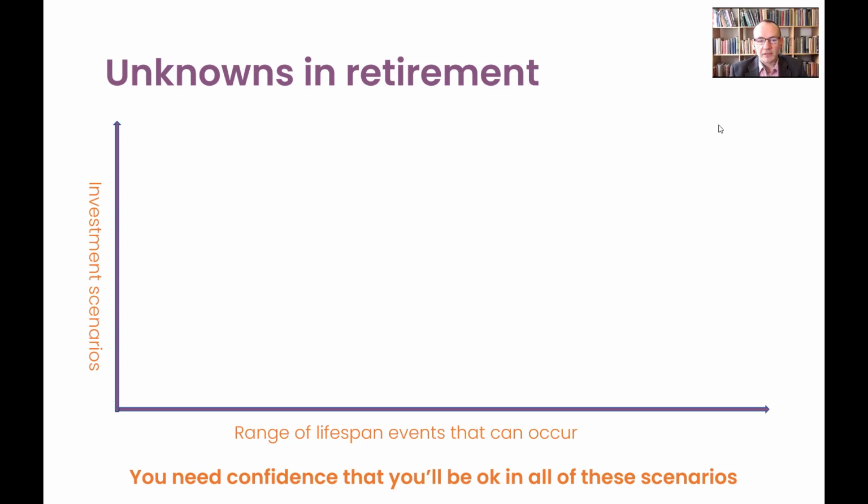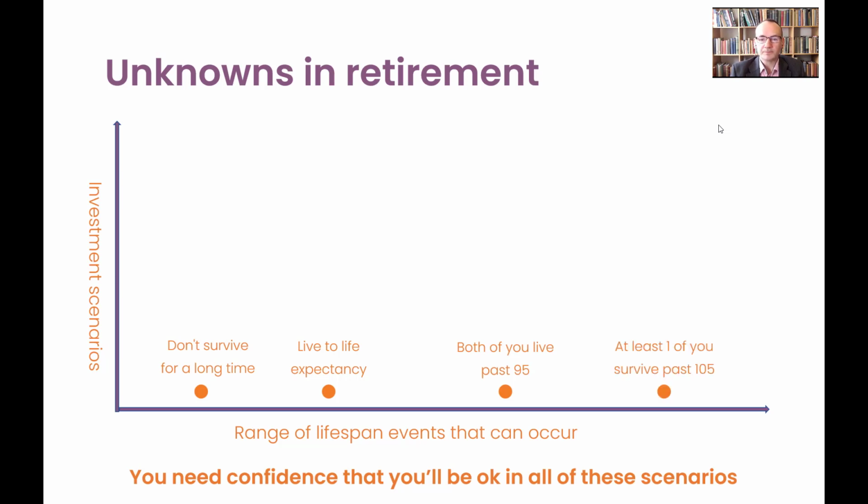As you face retirement, there are some really key unknowns. So on the horizontal axis here, we're looking at the range of lifespan events that can occur. So in effect, it's how long you might live. So someone might enter retirement and not live for long. They could get hit by a bus. They might live exactly to their life expectancy. But you could have scenarios where a couple both live to age 95 or more. And in the extreme scenarios, there will be some people retiring today where at least one of them in a couple might last to age 105 or even more.